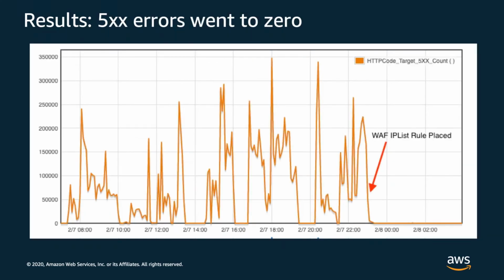If we have a look at the target response codes on the application load balancer, you will see we were observing a lot of 500 errors. And as soon as we installed this IP set blacklist rule, that returned to 200s. This is an indication that the source network we identified here was really what was causing the application outage for this customer.